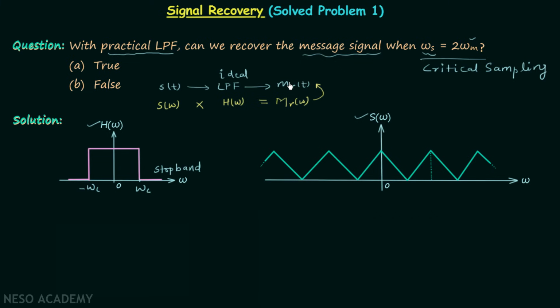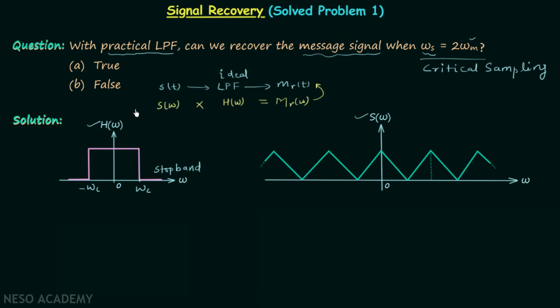Now this m_r(t) may or may not be equal to the message signal. It depends on various factors. Now let's try to understand whether we can have the recovered signal same as the message signal when there is critical sampling along with the ideal low-pass filter used.